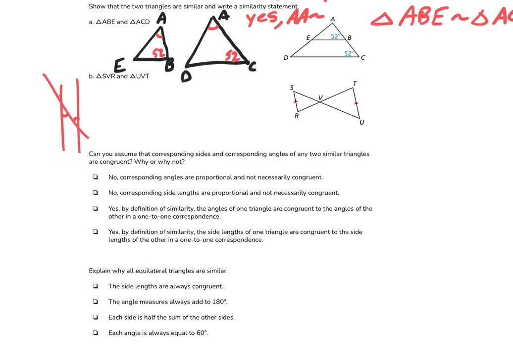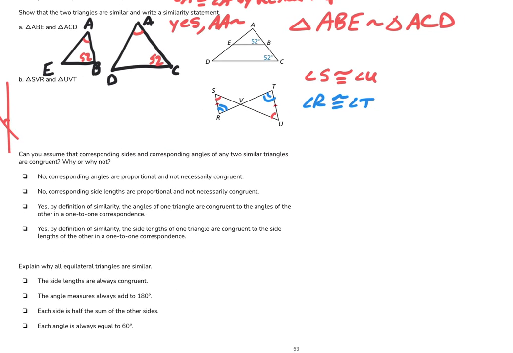We got parallel lines, and so what we're going to say here is that angle S is congruent to angle U. We could also say angle R is congruent to angle T. Alternate interior angles are congruent when we have parallel lines. We have parallel lines, so alternate interior angles are congruent.